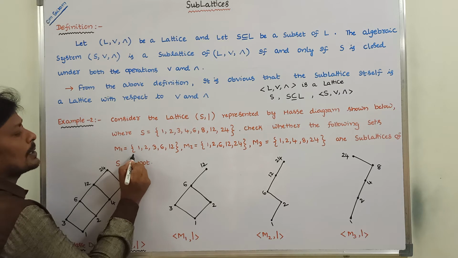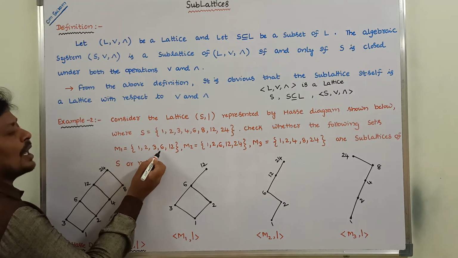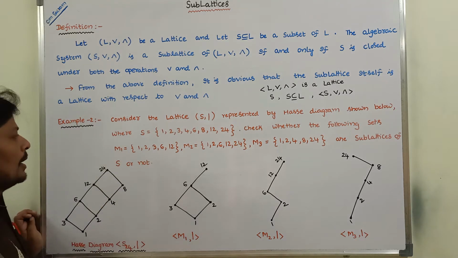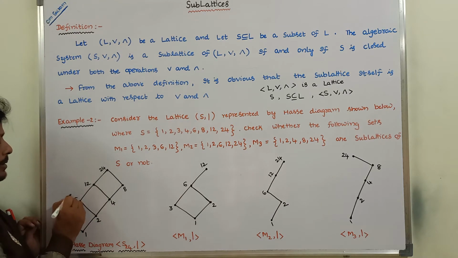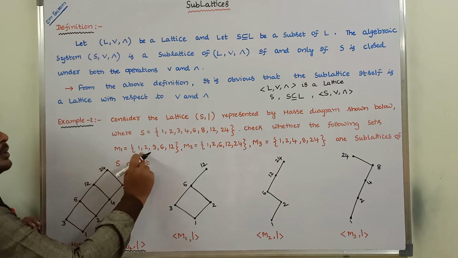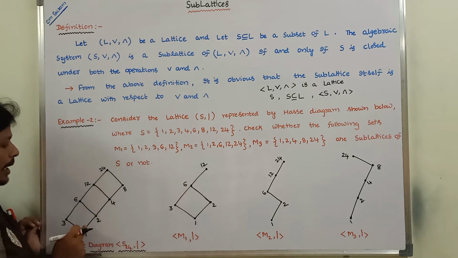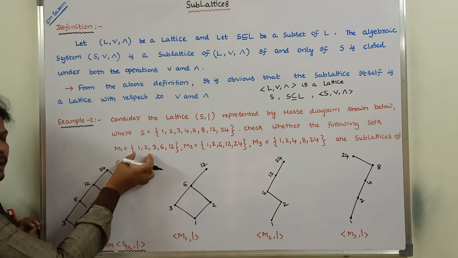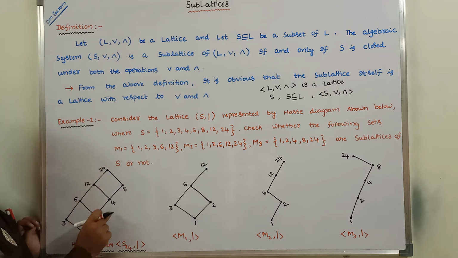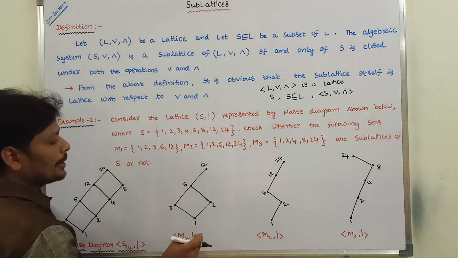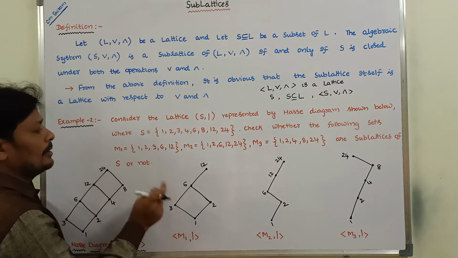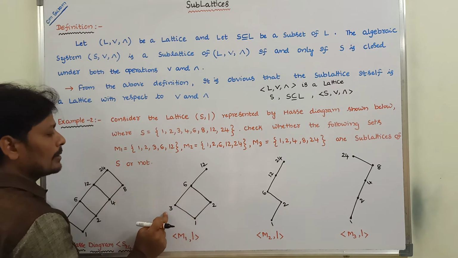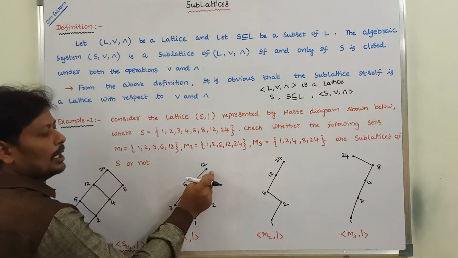M1 is equal to the set of 1, 2, 3, 6 and 12. So here this is 1, this is 2, this is 3, this is 6, and this is 12. Whatever the elements in M1, those elements are taken from the main Hasse diagram, so those elements can be drawn as one Hasse diagram: 1, 2, 3, 6, 12.